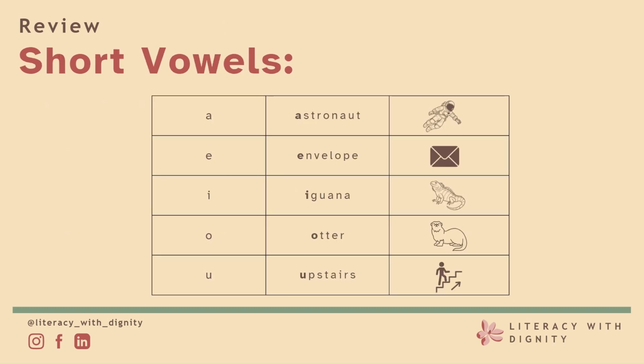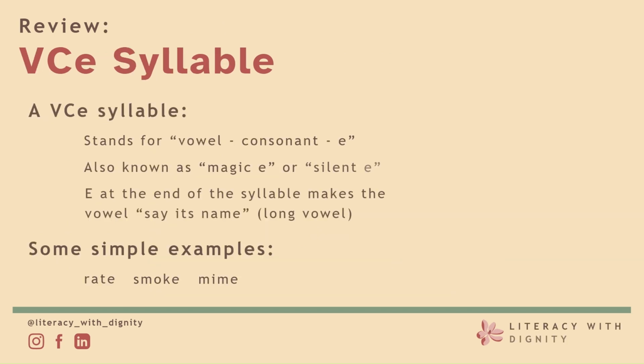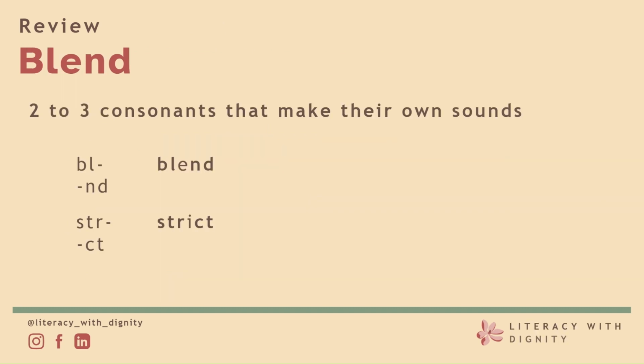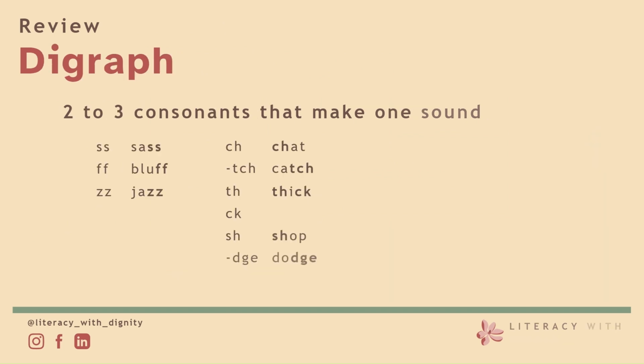Short vowels. VCE syllables, that stands for vowel consonant E, also known as the magic E or silent E. The E at the end of the syllable makes the vowel say its name. And long vowels just say their names. So here are some examples of blends, some examples of digraphs, consonant digraphs.